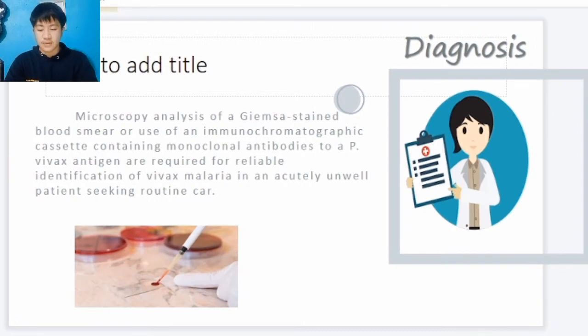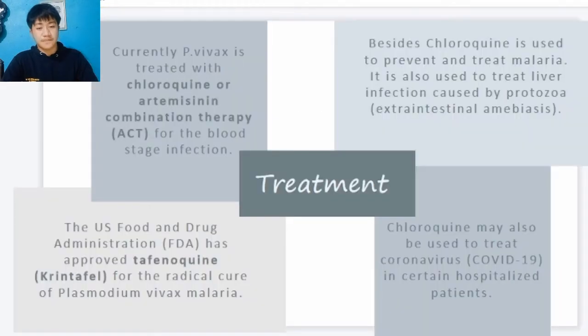So next is the diagnosis. Microscopy analysis of a Giemsa stained blood smear or use of an immunochromatographic cassette containing monoclonal antibodies to a P. vivax antigen is required for reliable identification of P. vivax malaria in an acutely unwell patient seeking routine care. It may also be difficult, and control and elimination present special challenges.